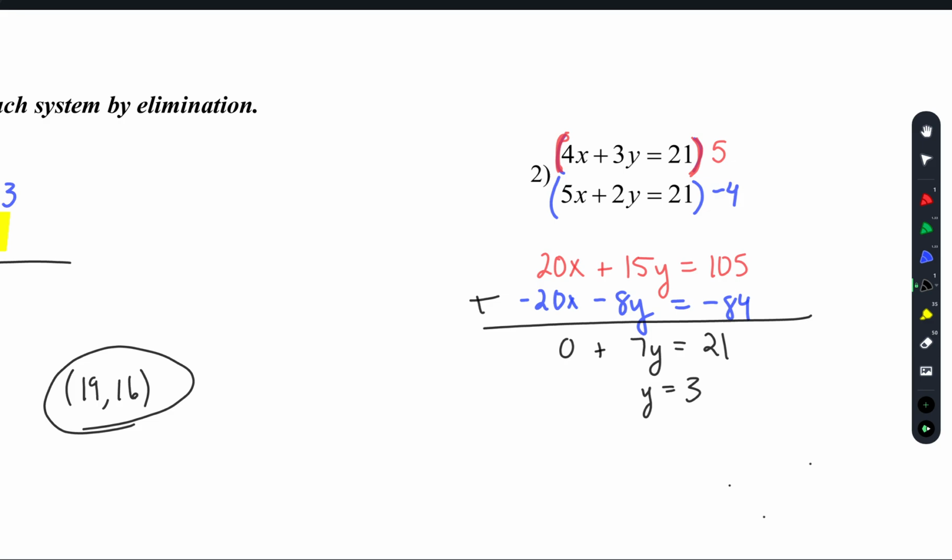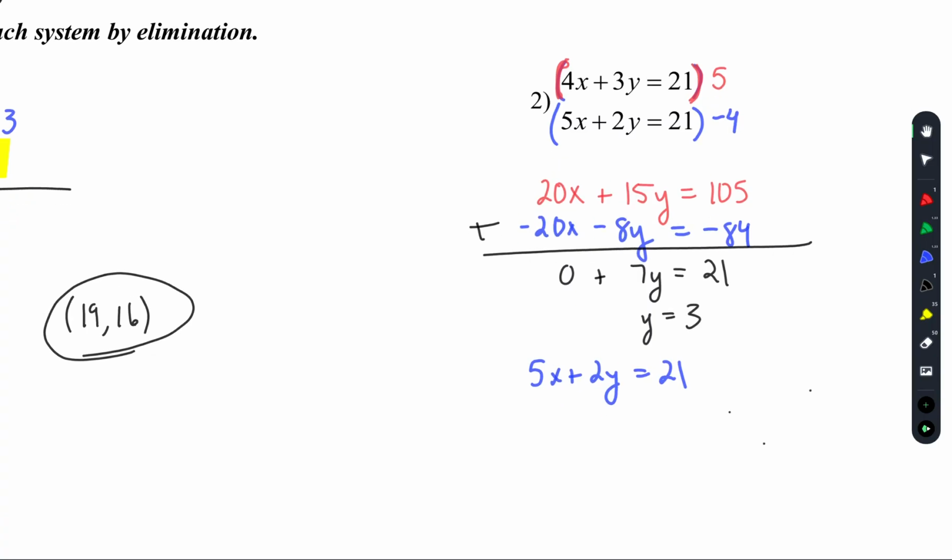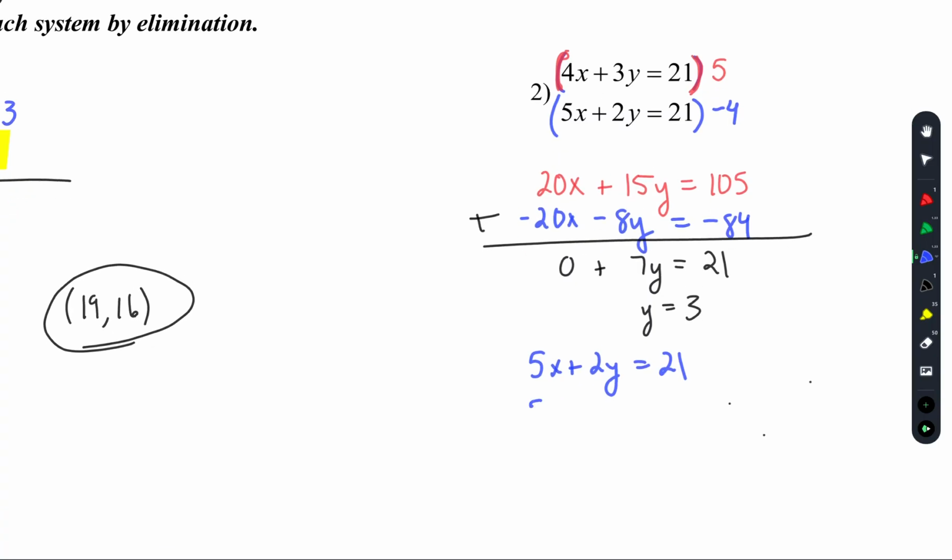Now I need one of these. I need to pick one. You want to do the bottom one? I'll just do the bottom one. So 5x plus 2y equals 21. You can pick the top one. Doesn't matter. And then what you're going to do is plug in the 3, and then do math. 15. So 5x plus 6 equals 21. Don't spoil it. It's a surprise. It is 3. 3 comma 3.